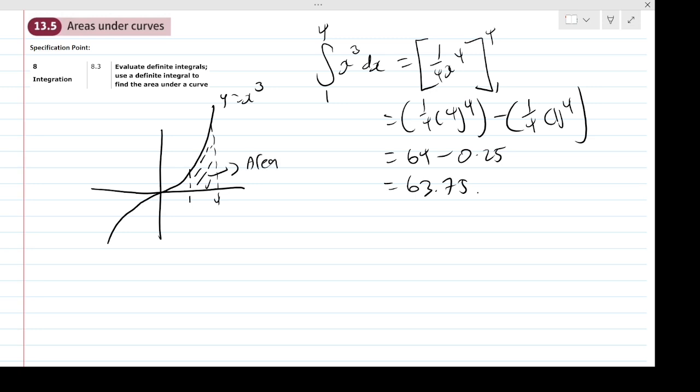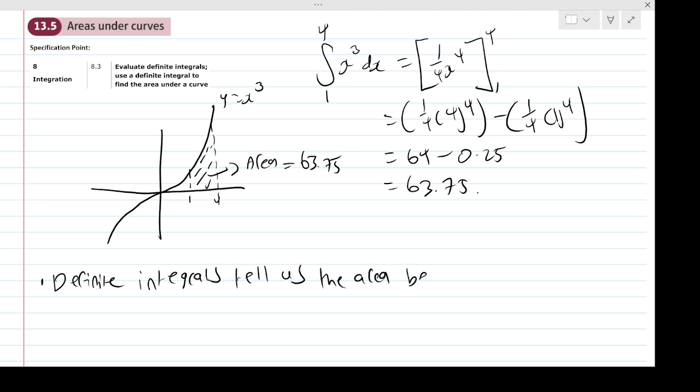That area that I've shaded between these two points, so the limits correspond to the endpoints of my region, the endpoints of my area. So the area is 63.75, and that is what a definite integral is working out: the area under the curve, between the curve and the x-axis, that space between these two points. So definite integrals tell us the area between a curve and the x-axis, and you can see that with this example here.